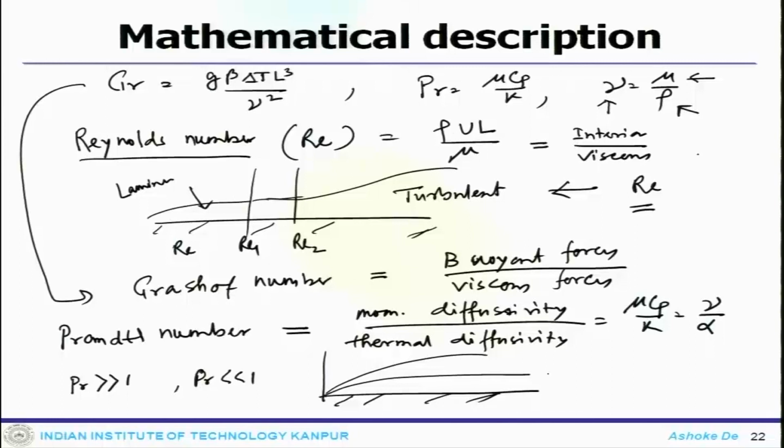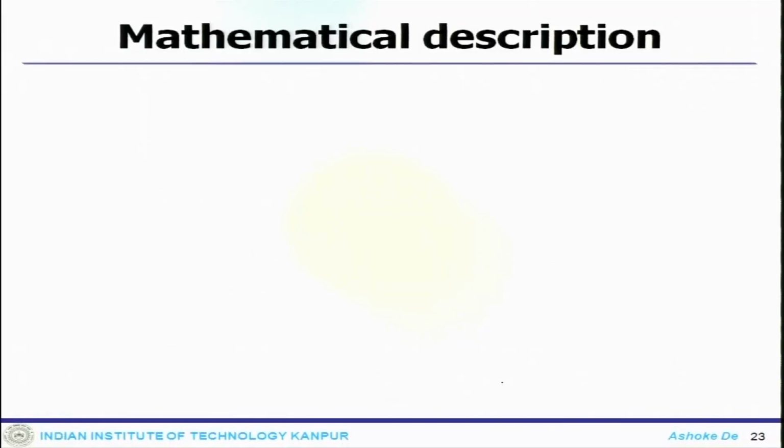then these are the two layers. If Prandtl number is less than 1, that means your momentum diffusivity is less than the thermal diffusivity. So, this will be your hydrodynamic layer or boundary layer, and this is your thermal boundary layer. While if Prandtl number becomes greater than 1, this would be completely reverse.